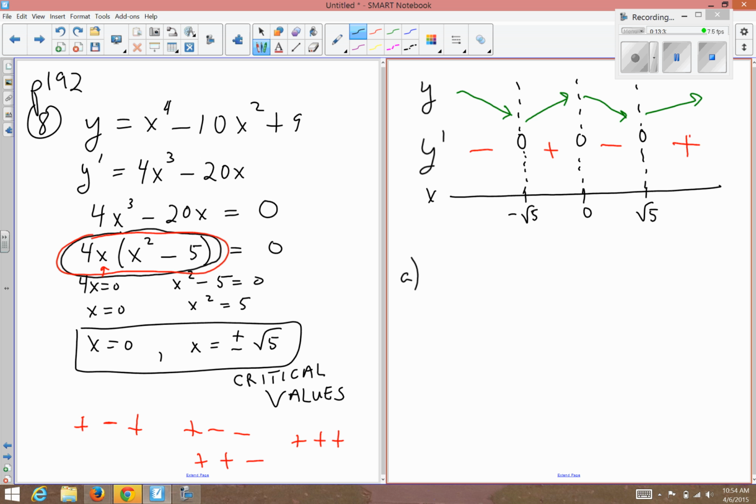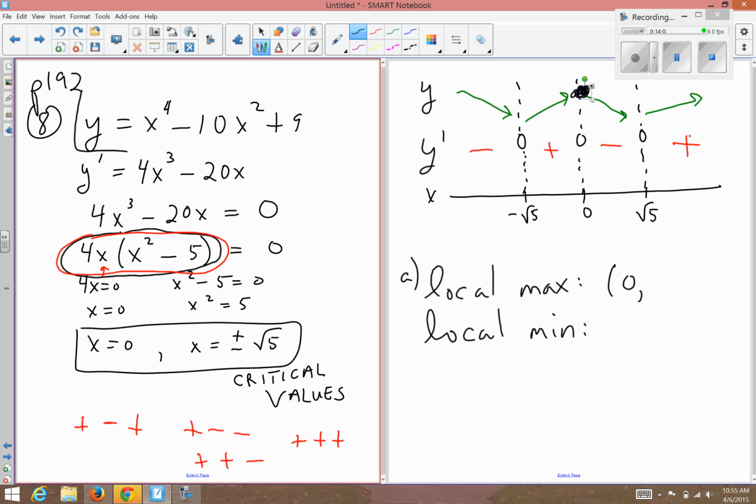To find the local extrema, that means local maximum and local minimum. You can tell from this green that here is where there's a maximum. Up, then down. So local maximum is going to have this x coordinate. But we do need the y coordinate. By putting 0 in place of x in here, this is what y equals. When x is 0, y is 9.